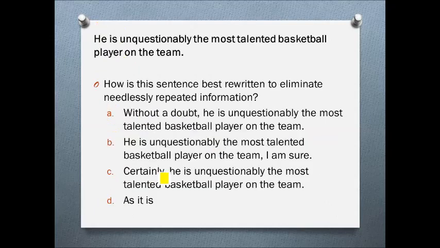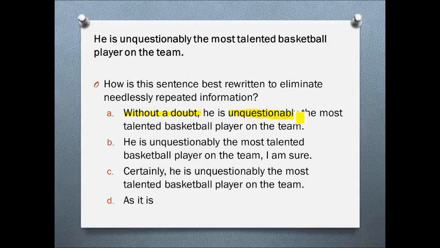So let's go on to another question. He is unquestionably the most talented basketball player on the team. How is this sentence best rewritten to eliminate needlessly repeated information? A, without a doubt, he is unquestionably the most talented basketball player on the team. B, he is unquestionably the most talented basketball player on the team, I am sure. C, certainly, he is unquestionably the most talented basketball player on the team. And D, as it is. So here we have without a doubt and unquestionably.